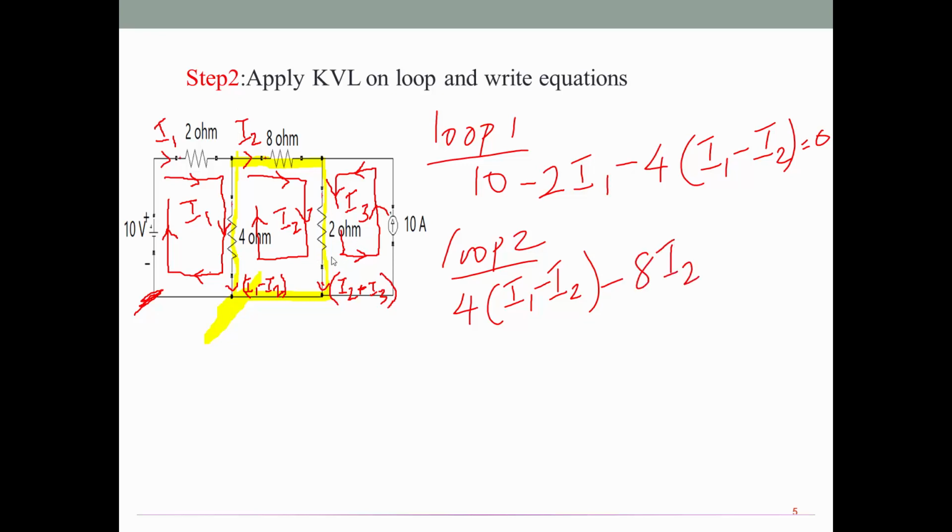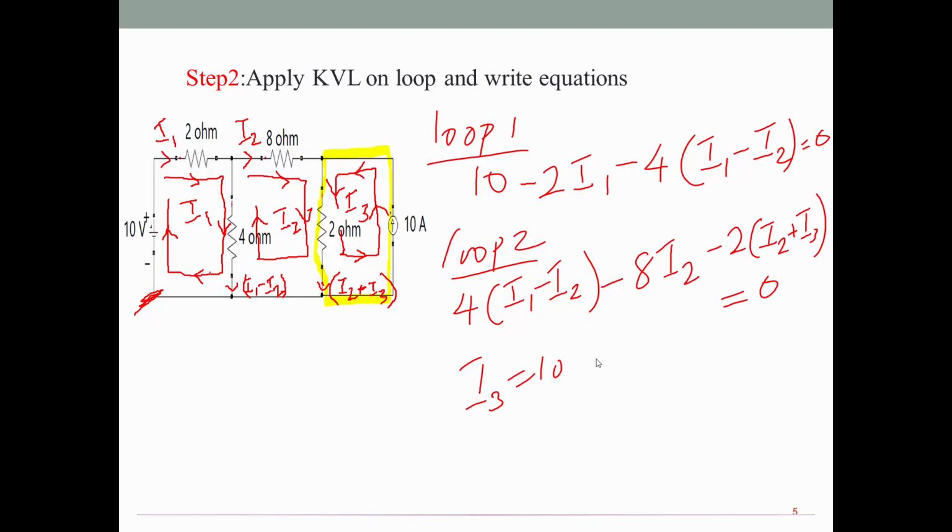Coming to the 2 ohm resistor, the loop current is flowing downward and the branch current is in the same direction. So once again, because both are the same, you take minus 2 times the branch current, which is I2 plus I3, which is equal to 0. On this loop, it is not necessary to write the equation. We can straight away say loop 3 current is equal to 10.